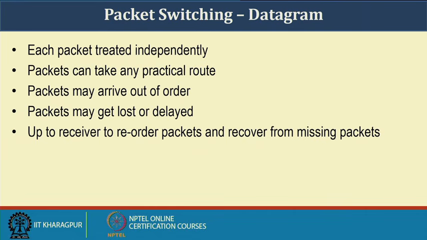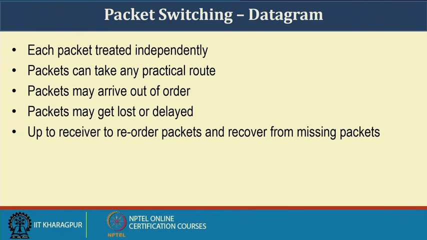So, if there are n number of routes, or say there are 4 routes and 10 packets, packets may arrive out of order; they do not necessarily arrive in sequence. Packets may get lost or delayed, may not reach on time, or even may not reach at all. There can be other mechanisms to look at it, but these possibilities are there, up to the receiver to reorder the packets and recover from the missing packets.